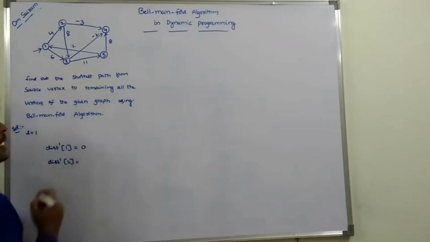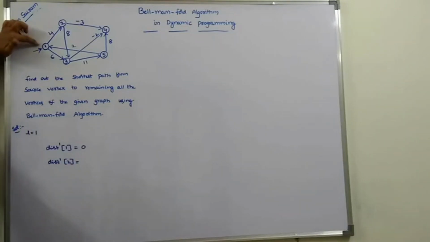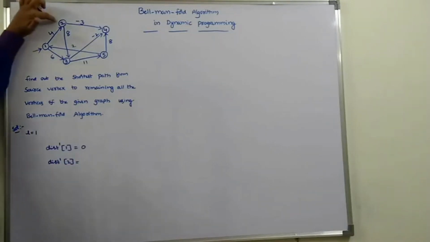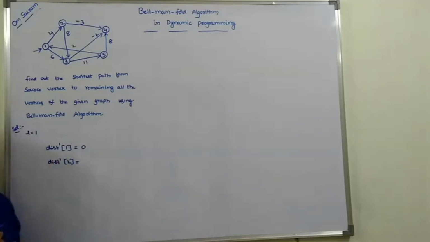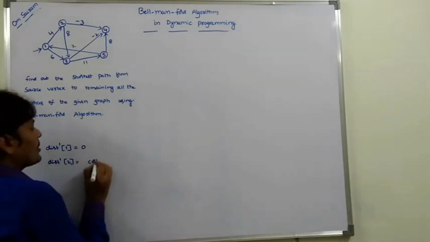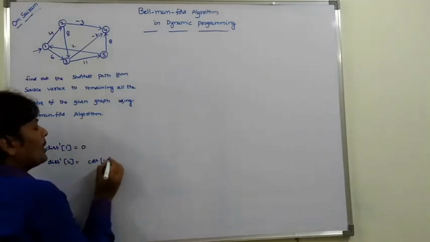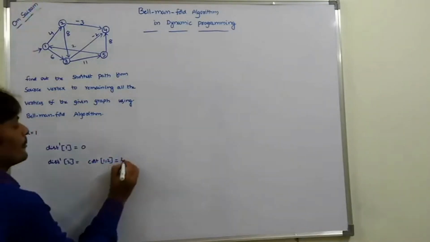Next, dist 1 of 2. What is the meaning of this? Distance from source vertex 1 to destination vertex 2 by considering how many edges? A single edge, only 1 edge. So what is the cost? That is cost of 1 comma 2, which is nothing but 4.